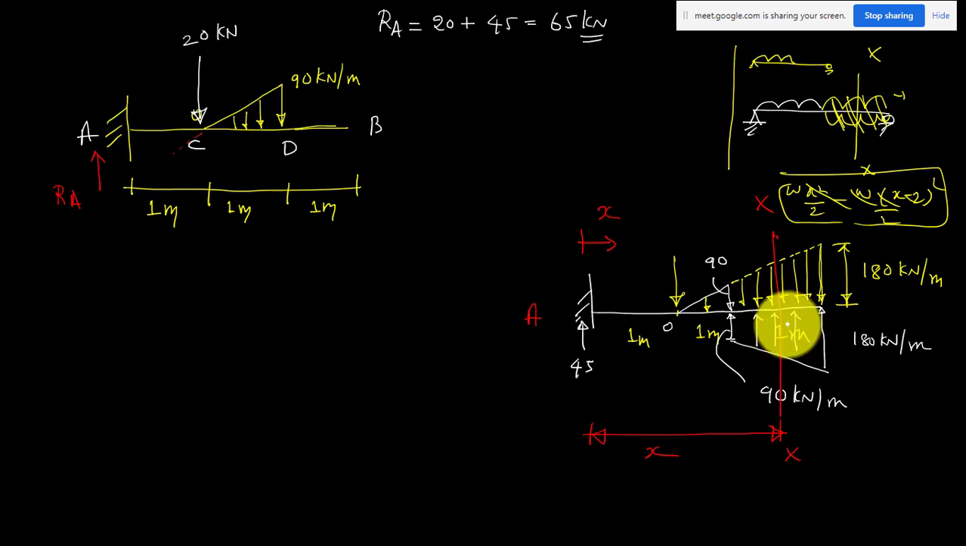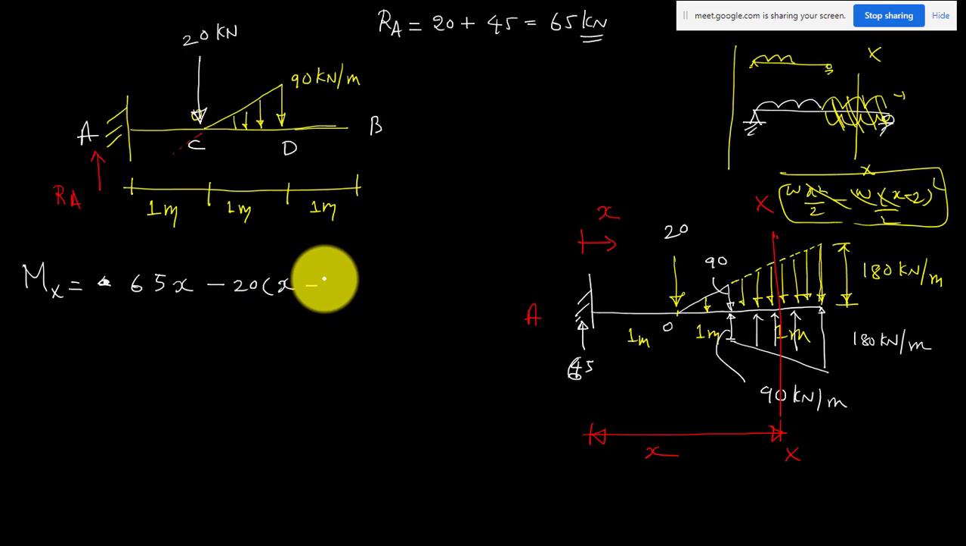So now we can take a section here. You write the equation for the moment at section X, that is RA into X, that is 65 into X, right? And here I have a load of 20 acting at a distance of 1, so minus 20 into X minus 1, correct? Now we have to include the term for this triangular load.